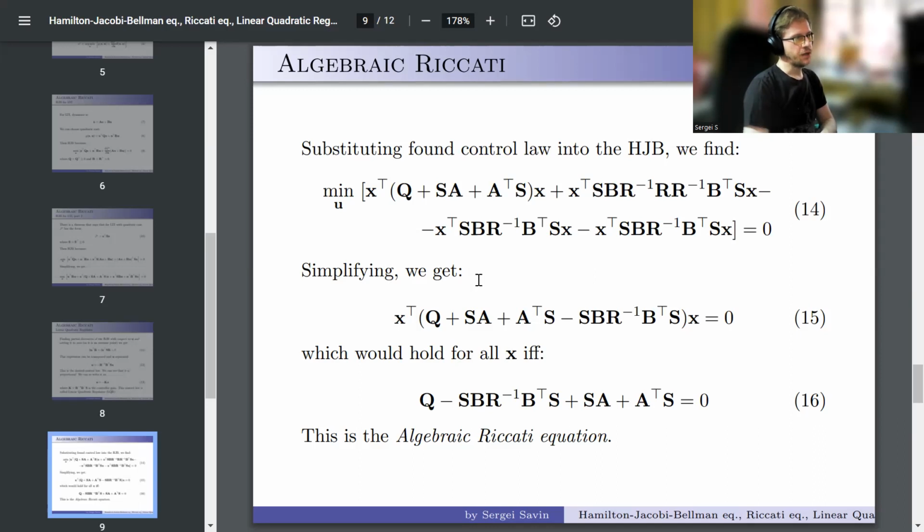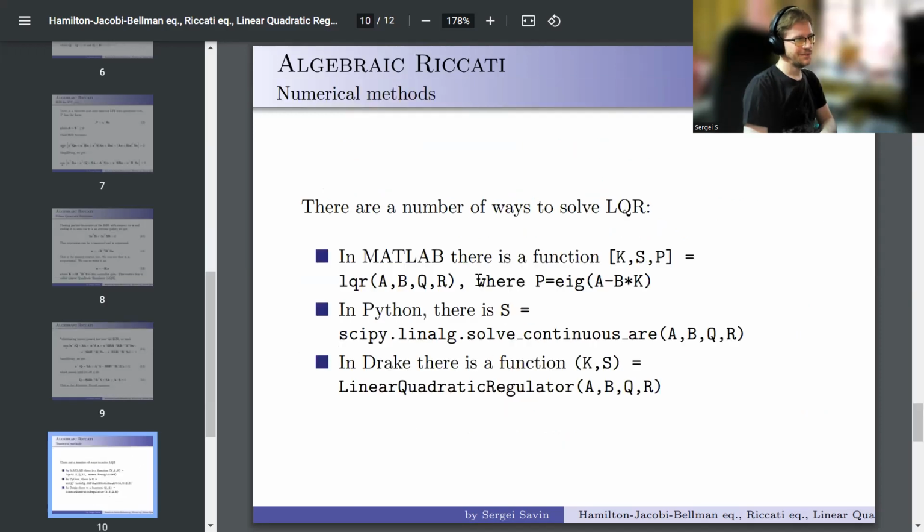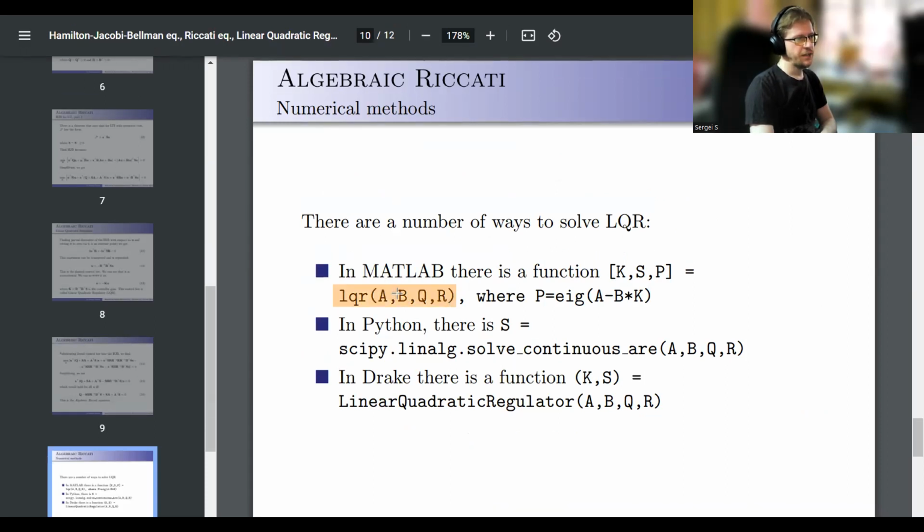Now, how do we do it in practice? In practice, it is painfully simple. If you're using MATLAB, you can call a function LQR of A, B, Q, R. This is for your linear systems. This is your state matrix, control cost, state cost, control cost. And this will give you your optimal gain.